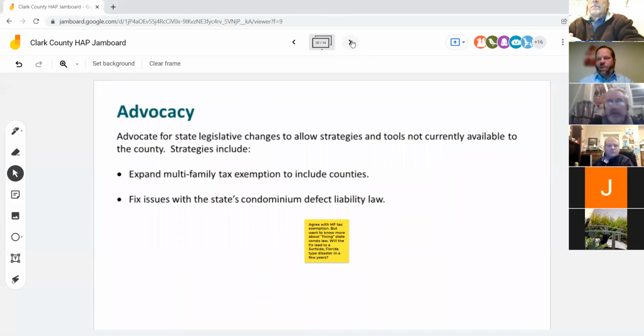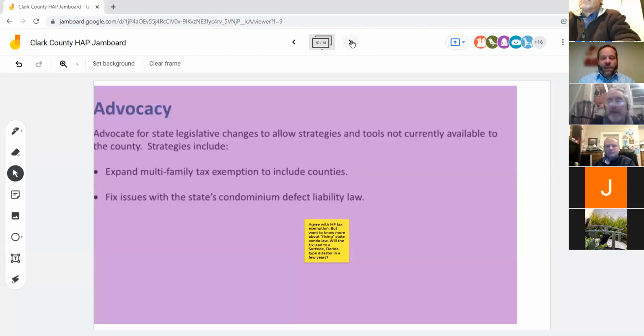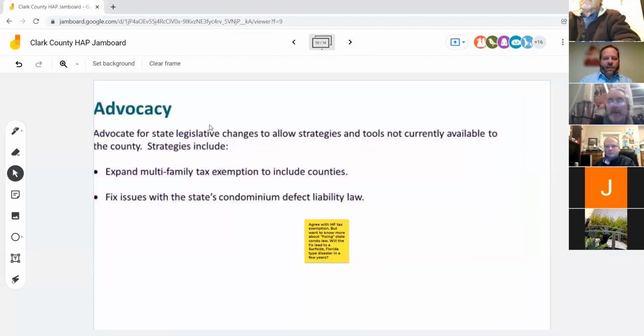All right, this was a little bit more limited in terms of the strategies, but we had a few advocacy items that people felt were very important. One has come up several times already, which is there is a multifamily tax exemption that's available to cities, but not available to counties. I think the county has been advocating for that to change. And the second is fixing issues with the state's condominium defect liability law. This is something we've heard about for a long time that has really prevented the development of condominiums in really the entire Portland region.